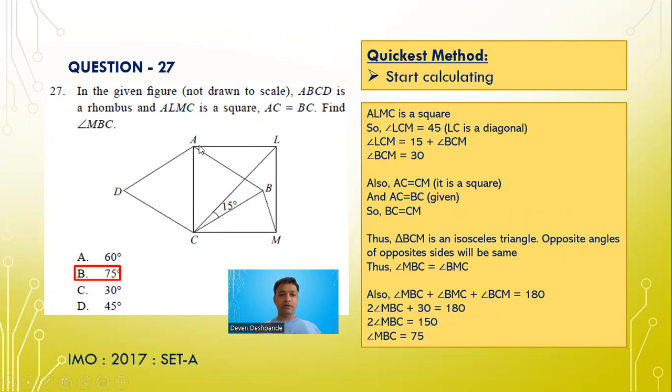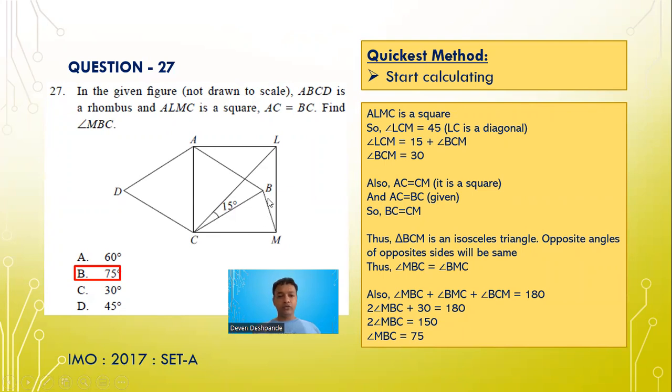Because this thing is a square. So AC is equal to CM, and AC is also equal to BC. So BC is equal to CM, isn't it? And when two sides are the same, it is an isosceles triangle. So opposite angles are also the same. So angle BMC is also equal to angle CBM, isn't it? This angle will also be equal to this angle.